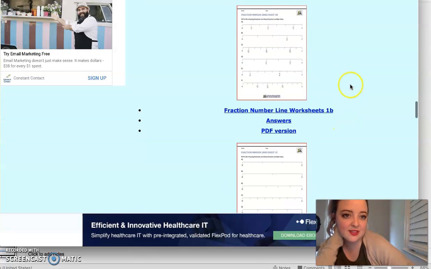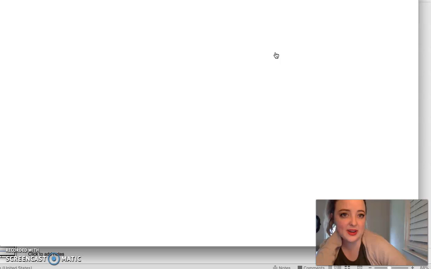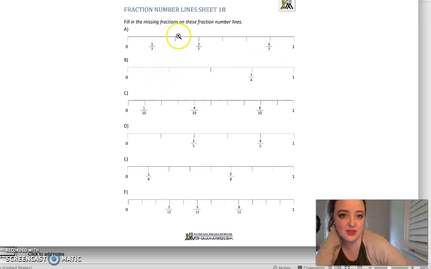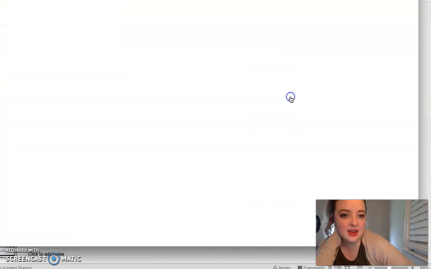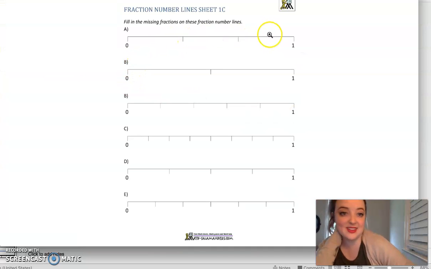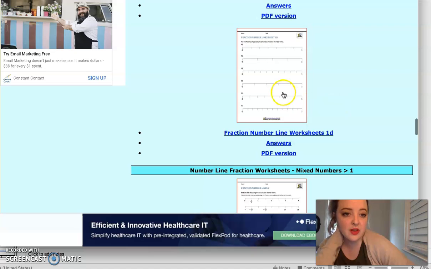So again, here's one right here that has missing sections, but it's giving you that denominator, so it makes it a little bit easier for you. So that's one, that fraction number lines. Here's one where it's broken apart and it doesn't have those denominators, so this would be a great one. I might actually link this to Seesaw. You could use this for your quiz that you're making for yourselves.